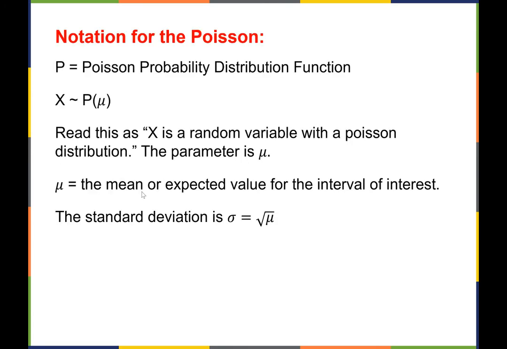Let's talk about some notation for the Poisson experiment. We use capital P for Poisson, and we write X is distributed P of mu. Sometimes they use lambda in here as well. You can see both Greek letters, but really the parameter mu is what we're talking about, and that's going to be your mean or expected value. The standard deviation for this experiment is going to be the square root of mu.